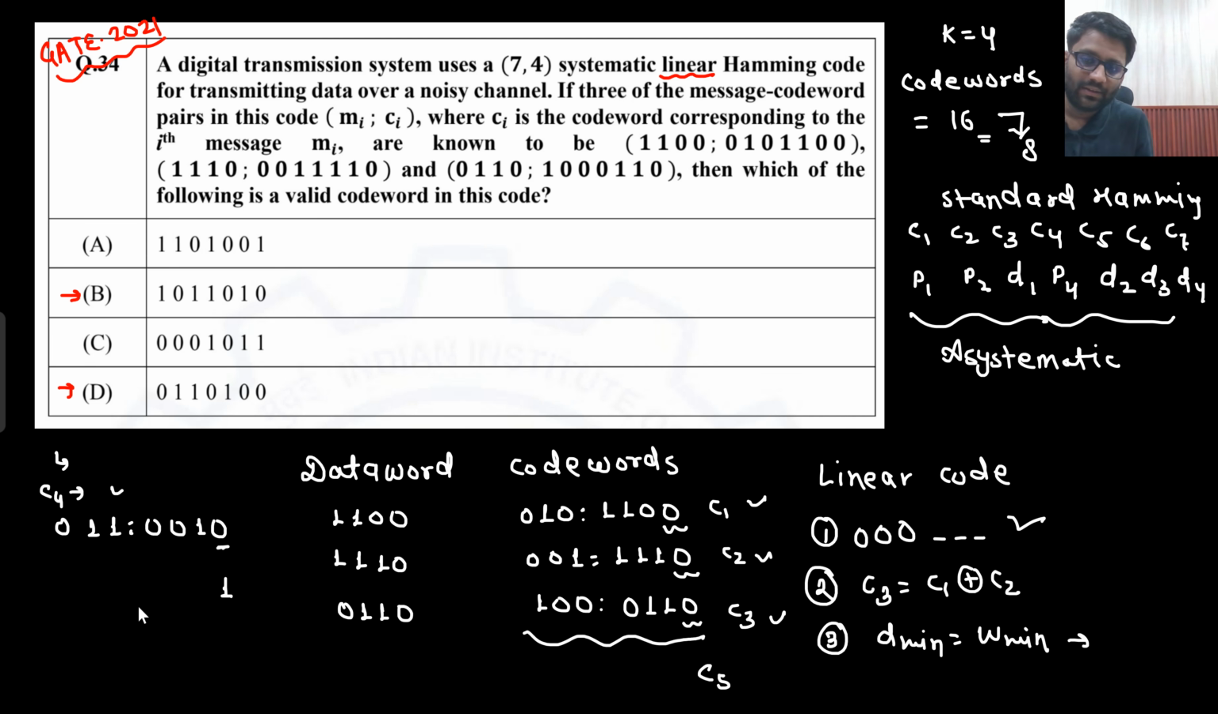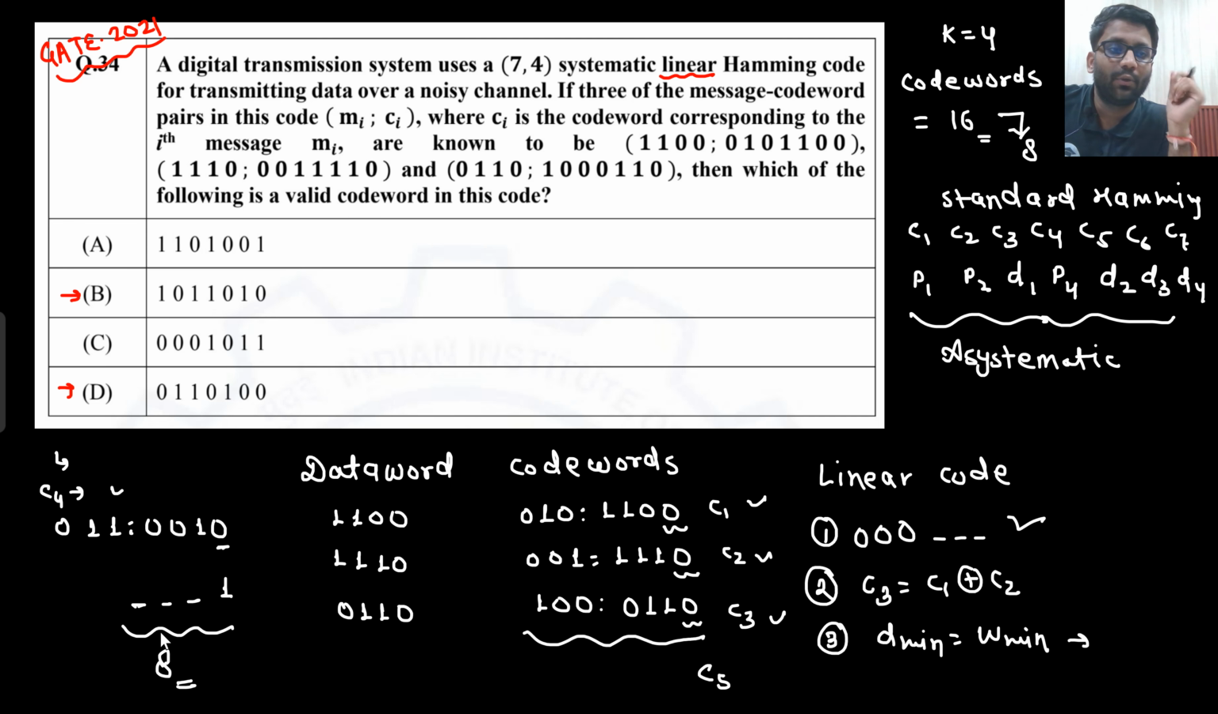Total 16 are there. With respect to 4-bit data words, 16 code words would be there. You will not be able to determine the code words for those data words which are ending with 1. So how many such data words would be there? 2 into 2 into 2, 8. So for 8 data words, you will not be able to determine the code words. That means using this particular C1, C2, C3, you will be able to determine 8 code words only. The remaining 8 code words you will not be able to determine.